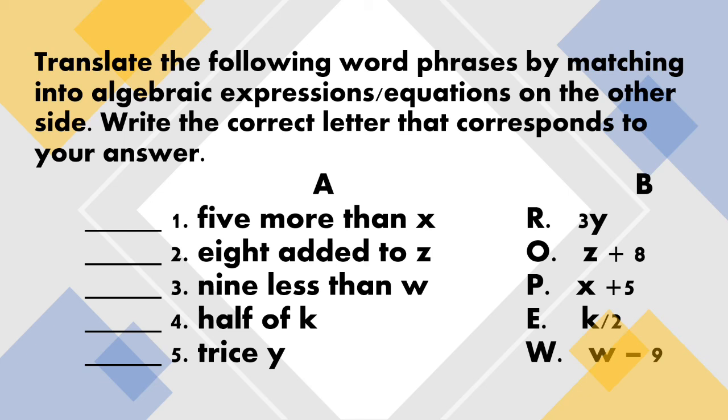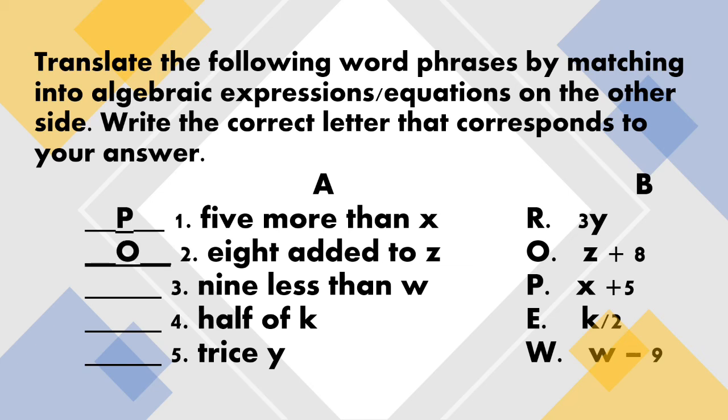Are you ready now? So let us answer the first one. Number 1 is 5 more than x. What is your answer? Very good. It's letter P. It's x plus 5. The second one is 8 added to z. What is your answer? Very good. It's letter O.